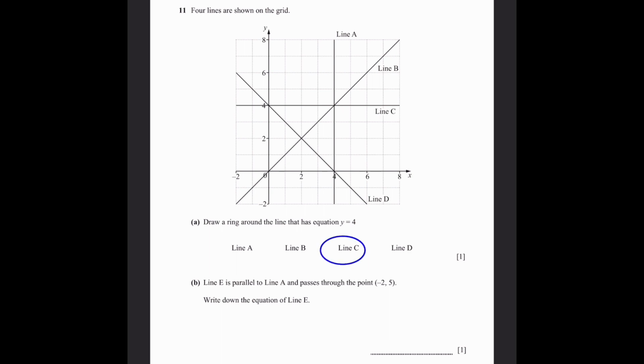B. Line E is parallel to line A and passes through the point (-2, 5). Write down the equation of line E. If line E is parallel to line A, that means it is also a vertical line. And if it passes through the point (-2, 5), let's mark this on the graph. It passes through this point. That means it's a straight vertical line which goes through there. All the points on this line have an x value of -2. Therefore, this line here is x equals -2. That's the answer.